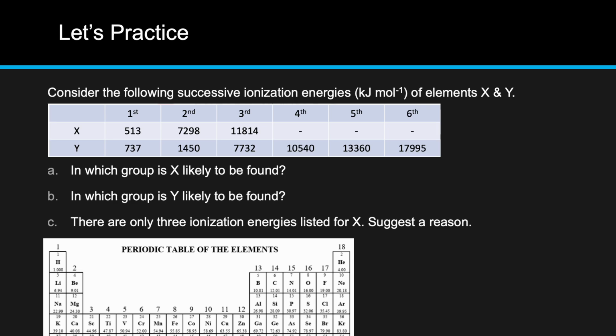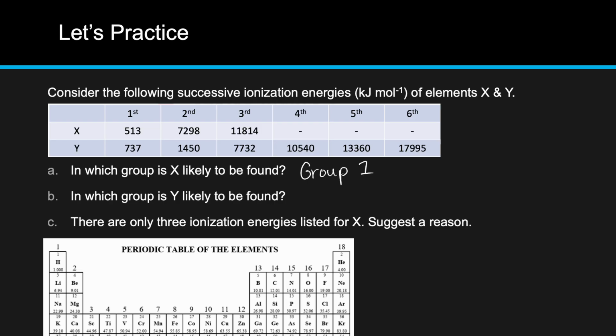Consider the following successive ionization energies of elements X and Y. In which group is X likely to be found? So looking at X, we can see we have a first ionization energy of 513, and then we go up an extreme amount to 7,298. So our biggest jump is going to be between the first and second ionization energies, which tells us that we only have one valence electron. And our group 1 elements are where they have one valence electron, so we're going to assume that X is in group 1.